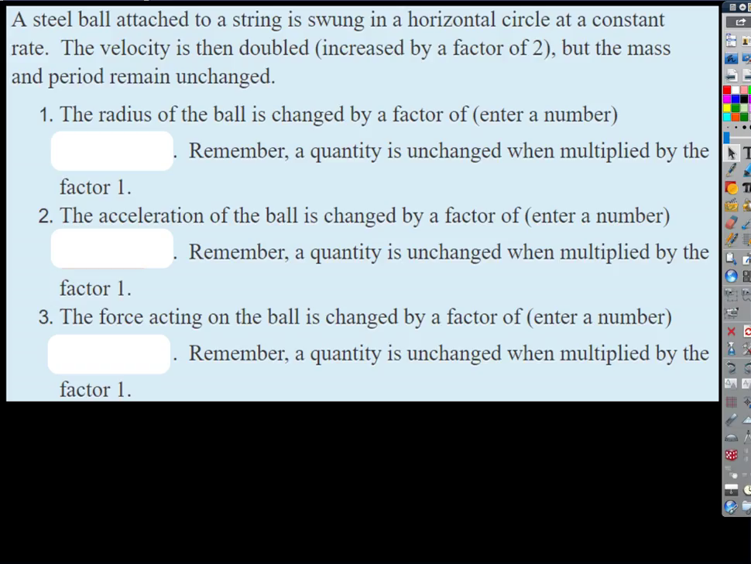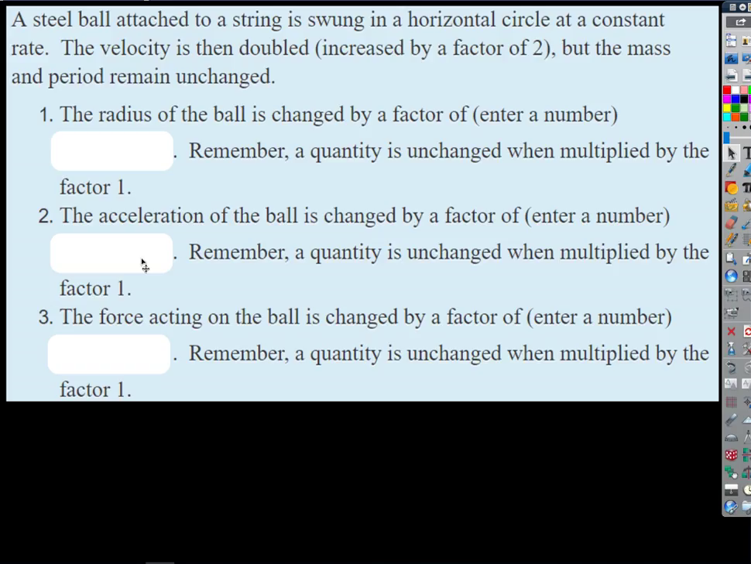Okay, take a look at this real quick. We're going to go through one of the harder ones too. Here's another way to do this that maybe you'll really like. It's kind of a good little trick. So we've got a steel ball swinging in circular motion at constant speed. The velocity is doubled. The mass and the period remain unchanged. So how is radius related to velocity?